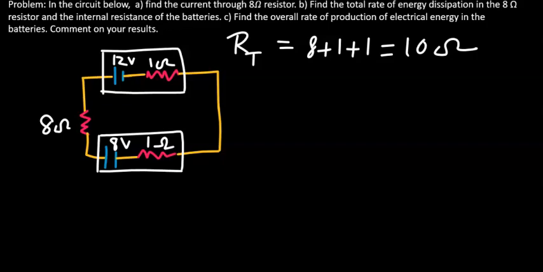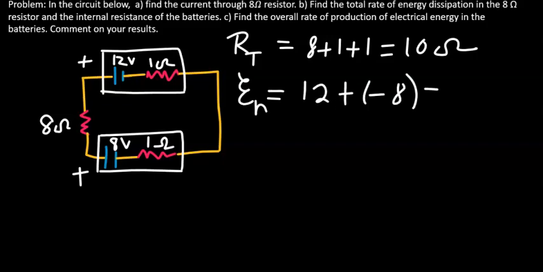Now we determine the so-called net EMF in that circuit. Note that the 12-volt battery has a positive terminal connected to the positive terminal of the 8-volt battery. So that means the net, or resultant, EMF in that circuit is 12 minus 8, which is 4 volts. And the current will go that way within that circuit.